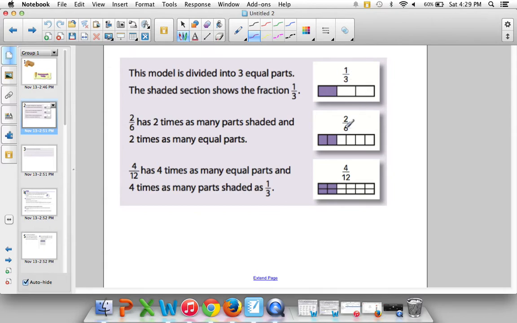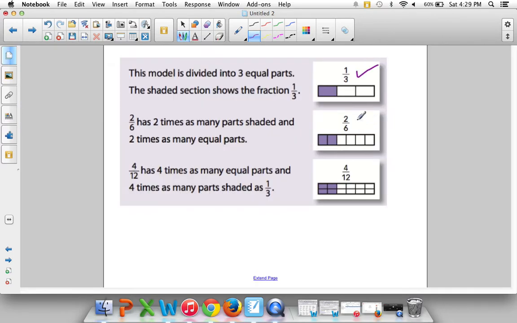Take a look at 2/6. Okay? Then take a look at 4/12. 12 pieces with 4 of them colored in, 6 pieces with 2 of them colored in. What do you notice about these three things? They're all equal. No, they're not. They're different. They're different but equal.